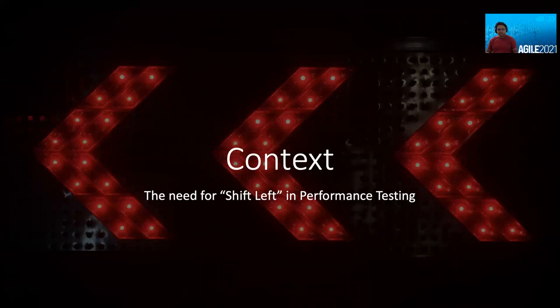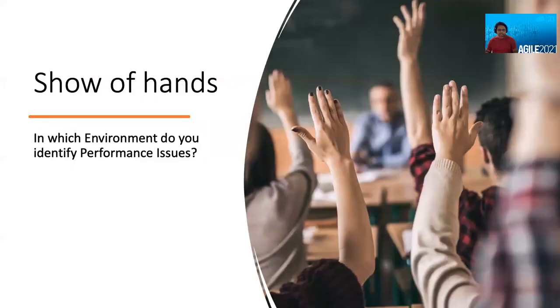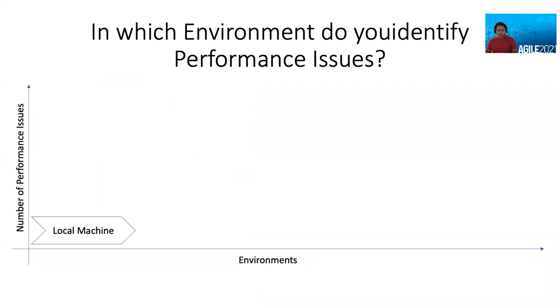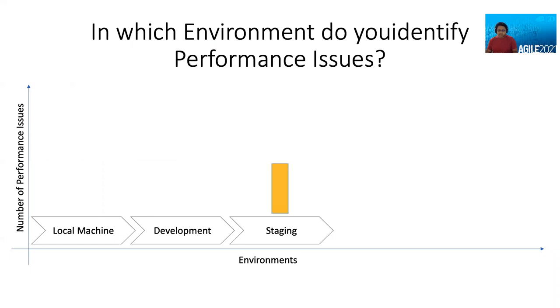So before we jump into the topic, let's understand the context. Why do we need to shift left in performance testing? Let's do a quick show of hands. In which environment do you identify most of your performance issues? It's not quite likely that you'll identify many on local machine and even possibly on development environments. Most teams I've worked with start identifying performance issues on staging and then a lot more on their production replica.